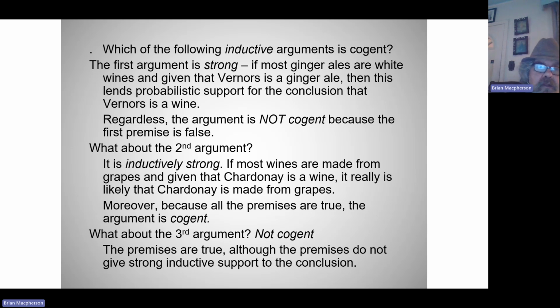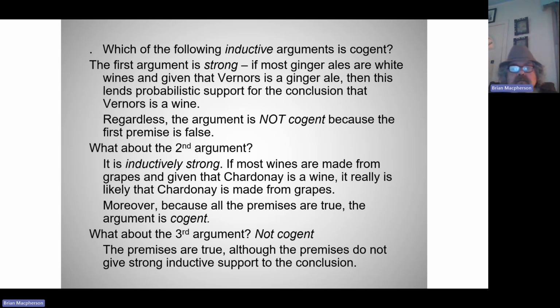We agreed that it is, first of all, inductively strong. If most wines are made from grapes, and given that Chardonnay is a wine, it is pretty likely that Chardonnay is also made from grapes. Not certain, but it's likely. So it's a strong inductive argument. And as I say here, moreover, because all the premises are true, the argument is cogent. So this is an example of an argument that is inductively strong, and as such, the premises are all true. Okay? So that argument is cogent.